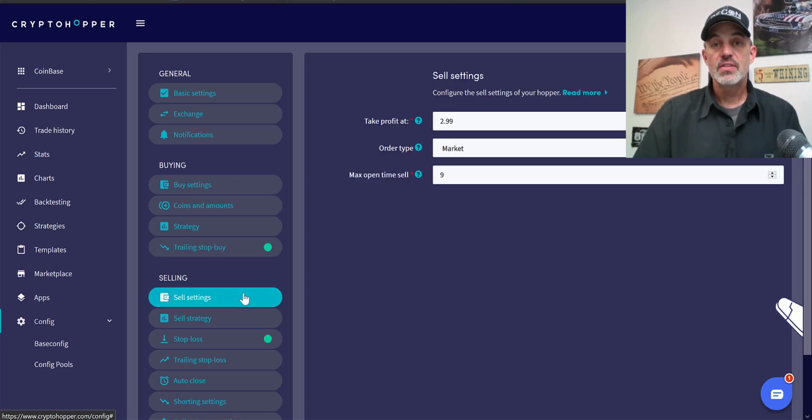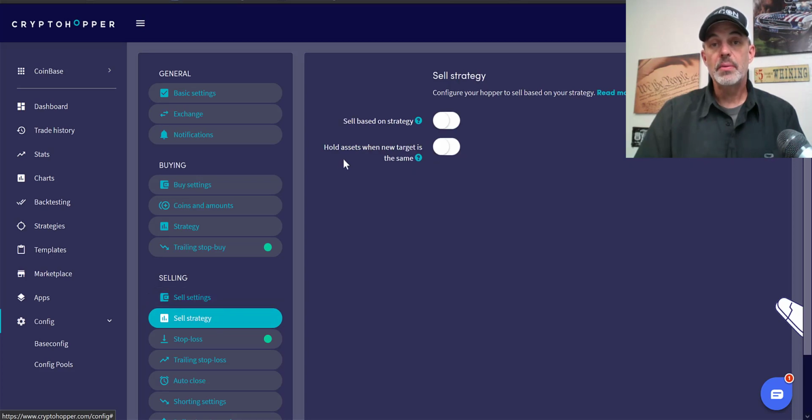On my sell settings, I'm going to actually probably go with the strategy, but this would be my standard take profit rate of 3%, market order, maximum open sell time, 9 minutes. But under sell strategy, I'm going to base it on the strategy, which is the signals. So whatever their strategy is for selling, that's what I'm going to let this bot do.